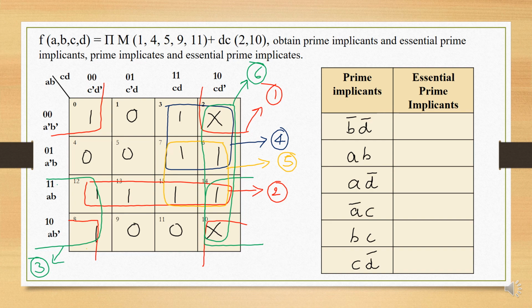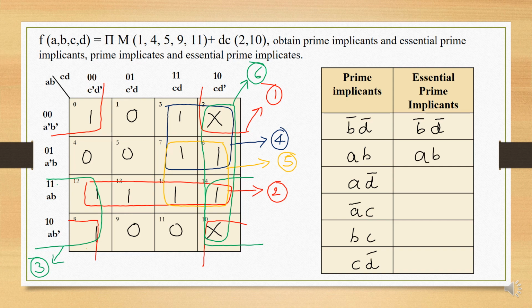We have already discussed this, so let's start with the first group. The first group, B bar, D bar, that is group number 1, has a single logic 1 which is covered by only one group. Therefore, this will be considered as an essential prime implicant. The next one is prime implicant AB from the second group. Even this group has a logic 1 which is covered by a single group. Therefore, this is also an essential prime implicant.